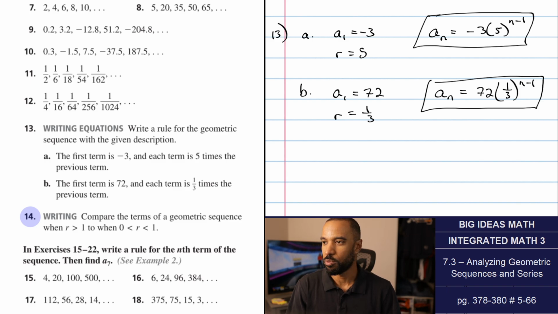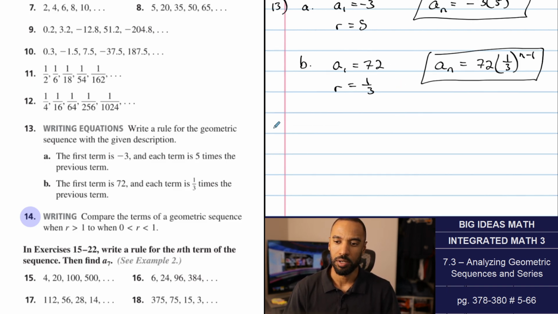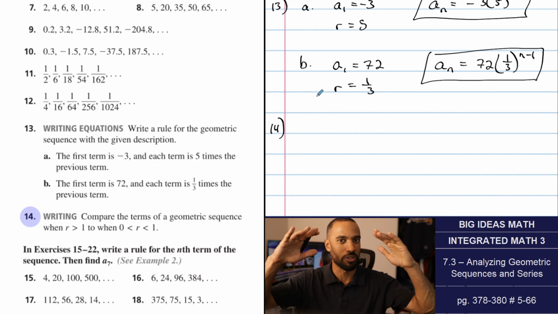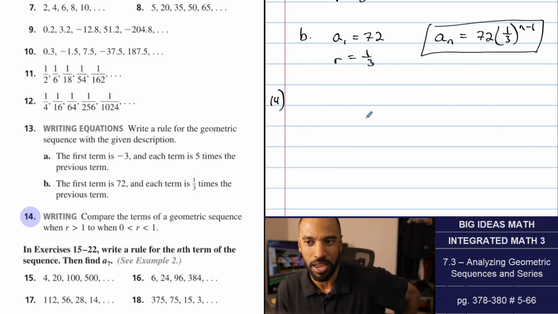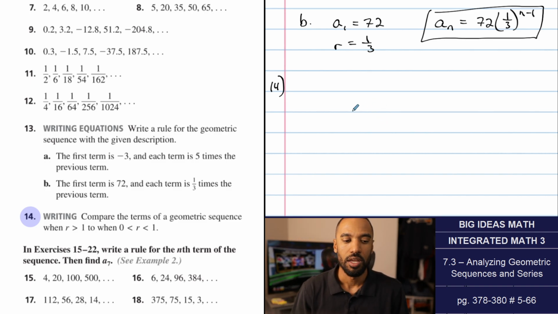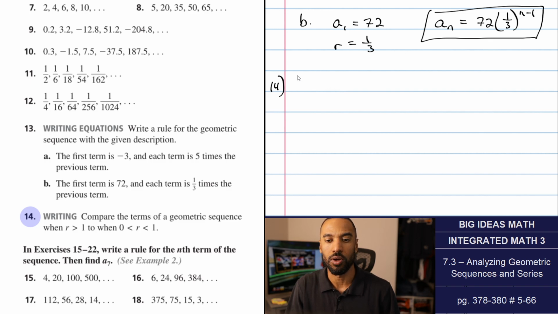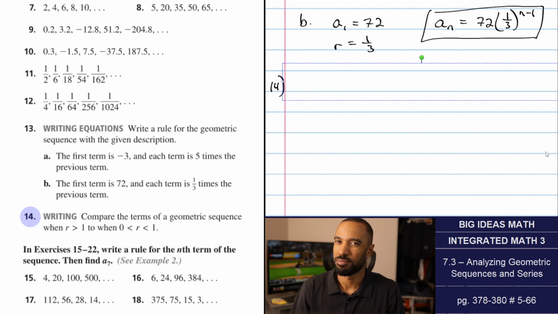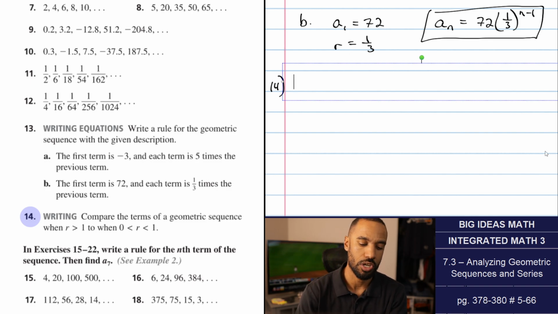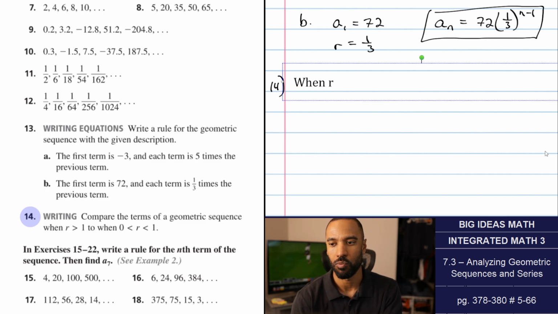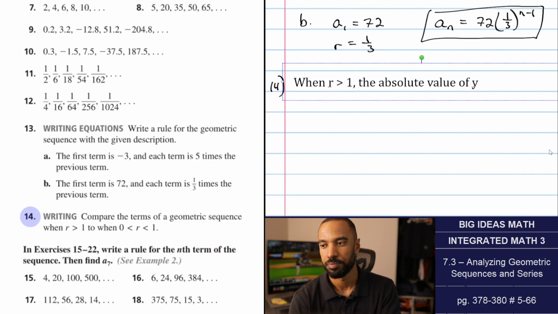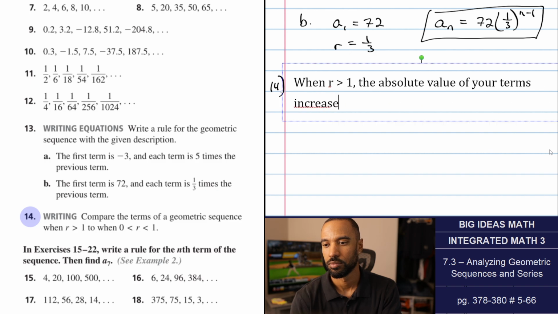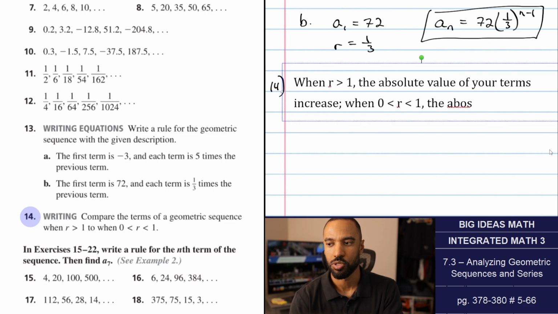Number 14. Compare the terms of a geometric sequence when r is greater than 1 and r is between 0 and 1. Now, if you followed me on section 7.2, the layout of these questions are very similar to what they did with the arithmetic things, especially if you saw these questions I'm doing. Now, if r is greater than 1, then your numbers will increase. But if the numbers were negative to begin with, I guess I could say absolute value increases. So when r is greater than 1, the absolute value of your terms increase. And I'll tell you what I mean by absolute value. When r is between 0 and 1, the absolute value of your terms decrease.